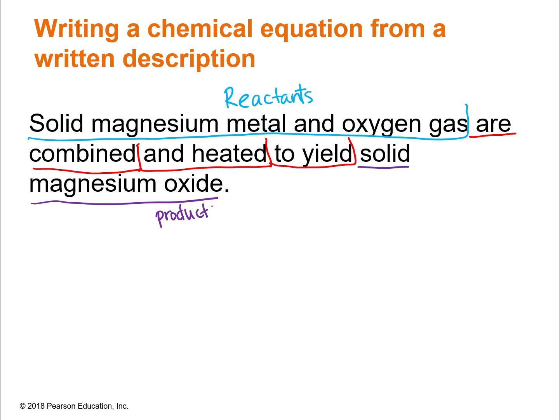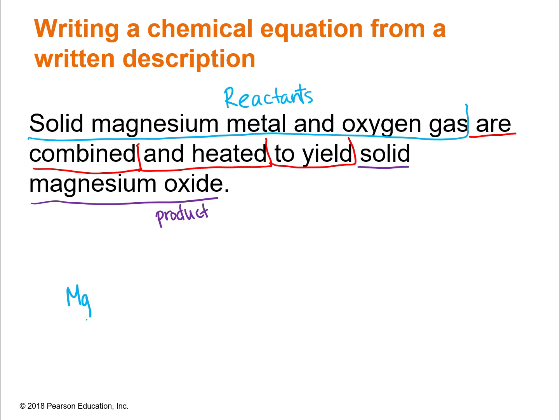That's our product. So just like in chapter 6, where you need to be able to go from the name to a chemical formula, you're going to need to do that when you're taking a written description of a chemical equation and writing the chemical equation. So the first thing you want to do is start with the reactants. We've got solid magnesium metal and oxygen gas.